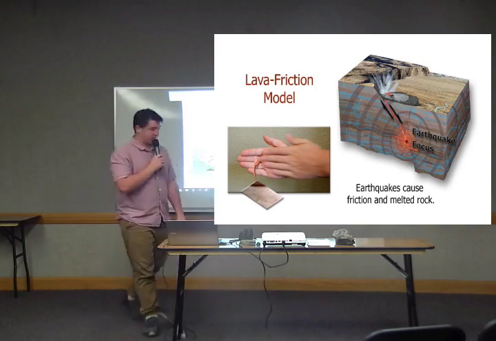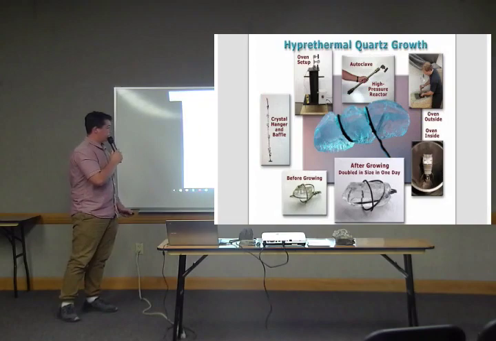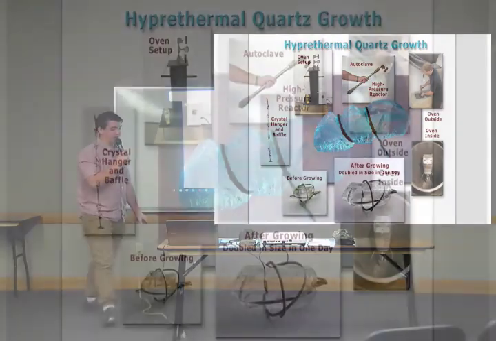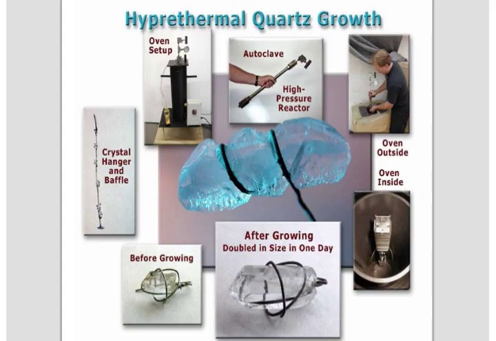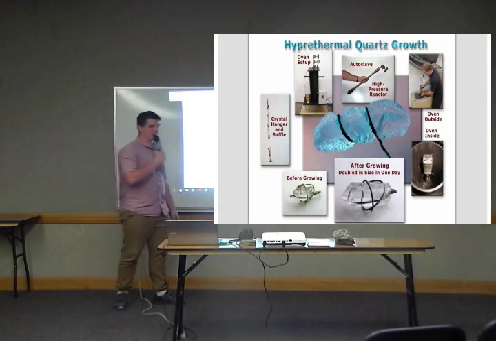This is the first experiment in the book. And this is probably the most revolutionary, which is called the hypertherm quartz growth experiment. While I explain this, I can pass this around. This is a man-made crystal. So we can make crystal. It's not something that's formed over millions of years. This is basically what this is telling us. So this is what we did.